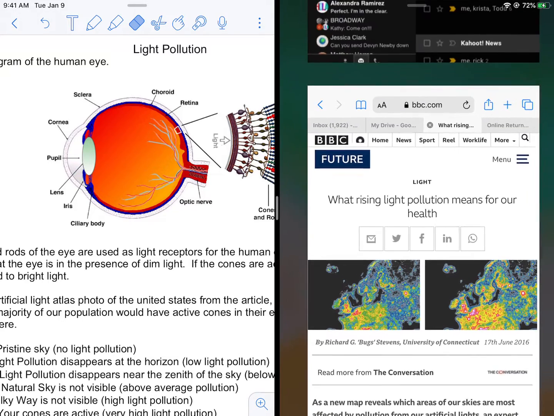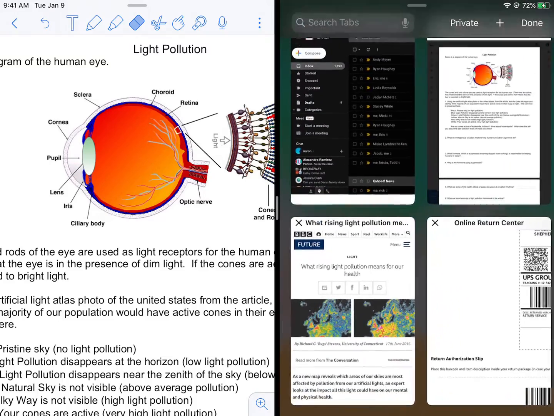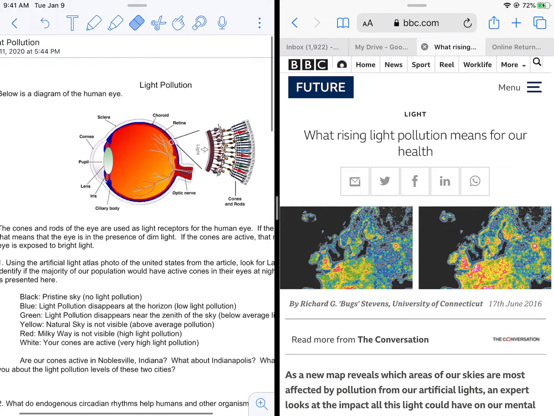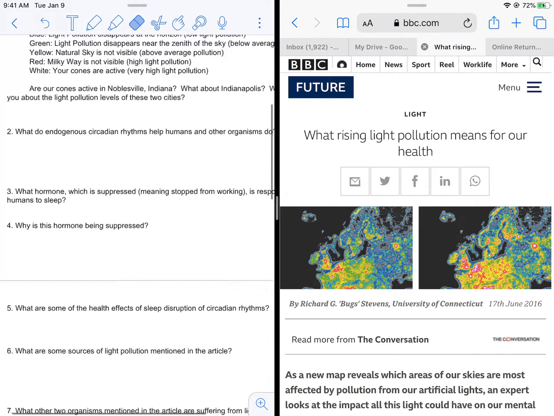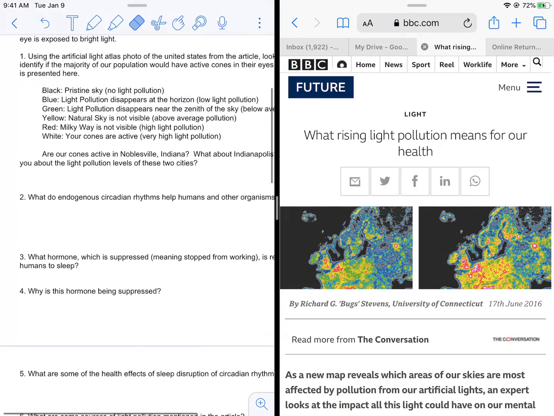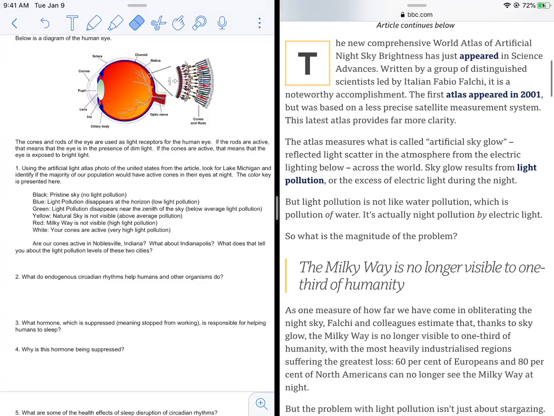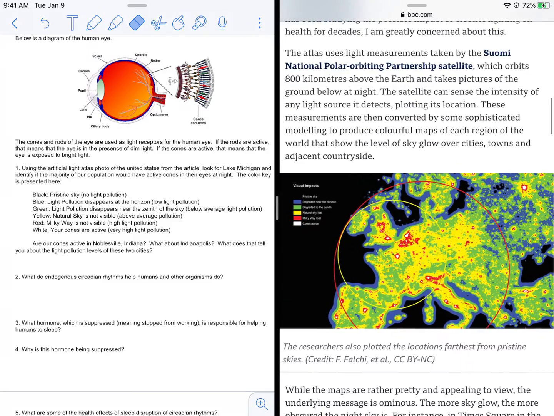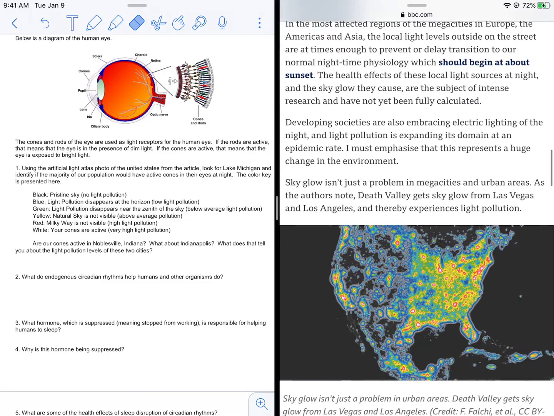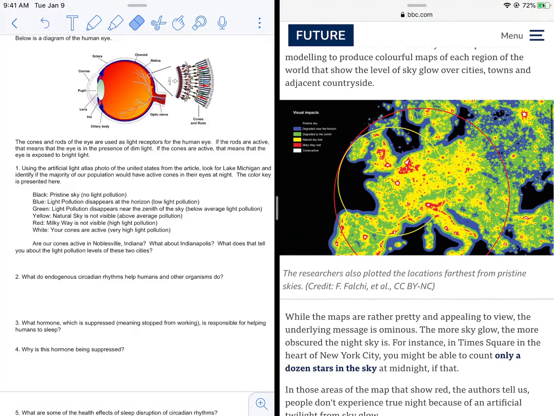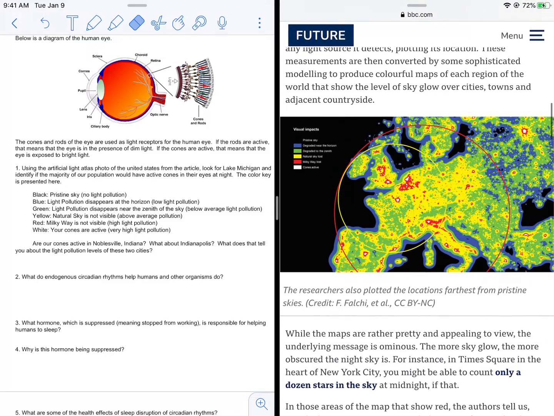So this article on the right is linked on today's Canvas page. This is for you to read, and then you will answer subsequent questions from the article that are included on this PDF that you see on the left. Now, this article has some maps in it. It has a map of Europe, and it also has a map of the United States. But the map of Europe is more important right now because this map explains how the map works.